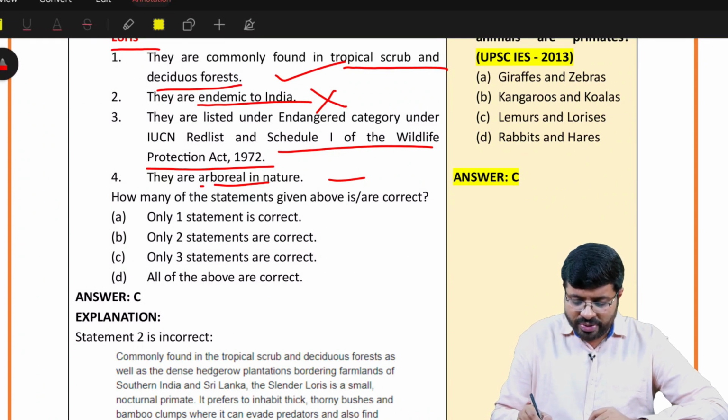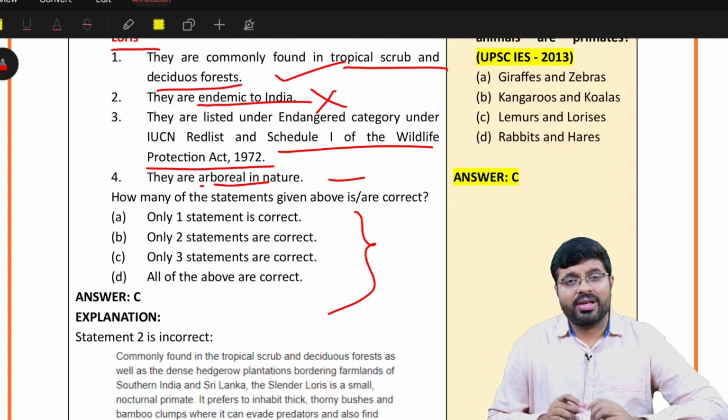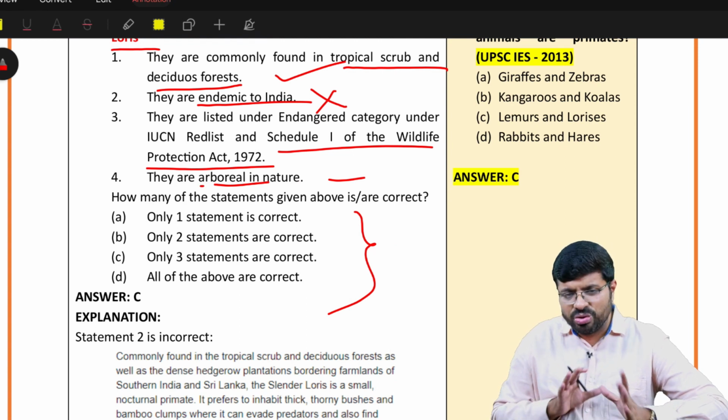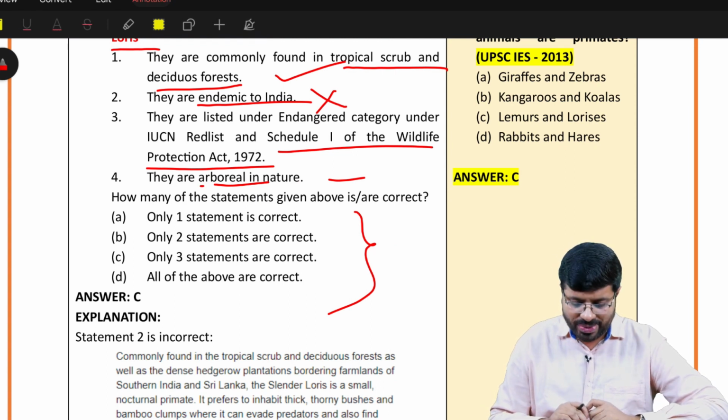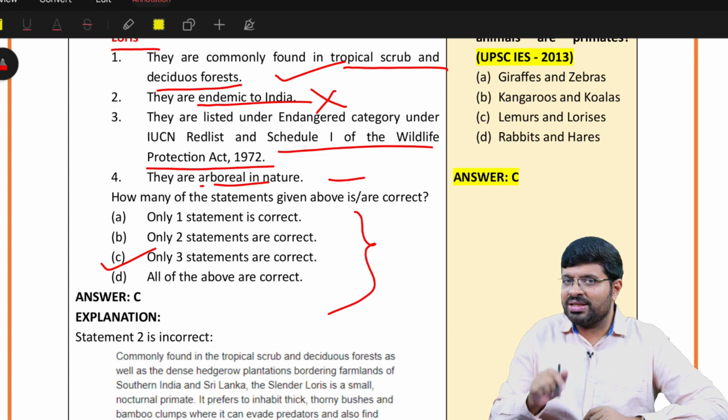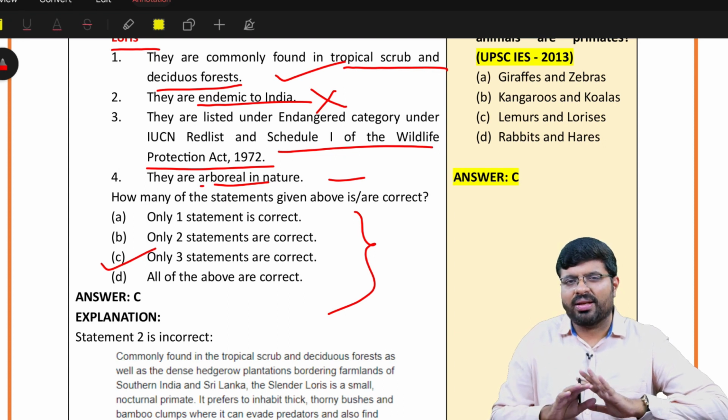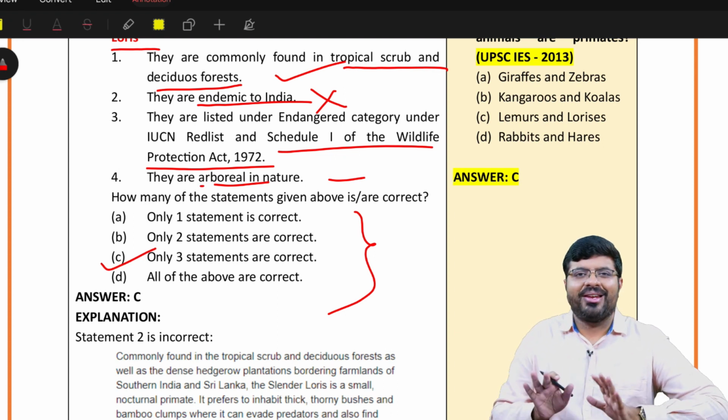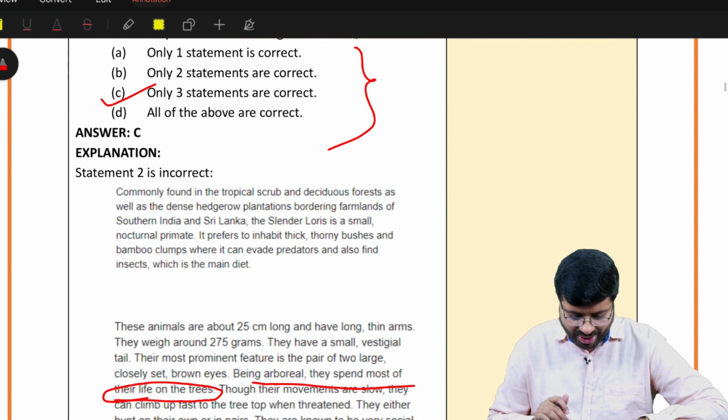We are also giving statement-based questions, just to make you aware in case they ask a very new form of question. So how many statements are right? Only 3 statements are right. The answer is C. With such questions, the problem is that elimination techniques cannot be used. There are no elimination techniques with this, right?